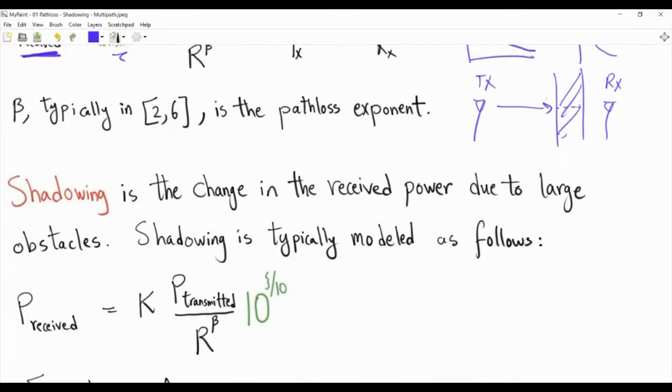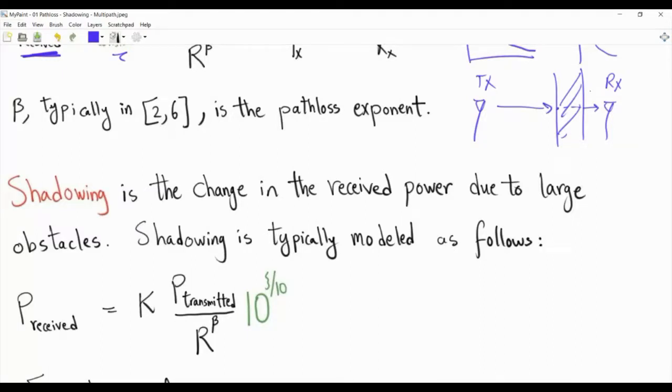And so you have additional losses, because part of the signal will be reflected or scattered, and only some fraction will come out here. And so shadowing gives you an additional loss. It's not a loss because of the distance. It's a loss because there is something, or there are many things, between the transmitter and receiver.